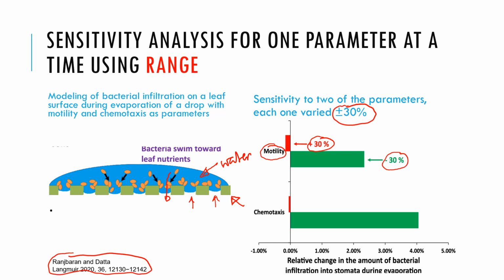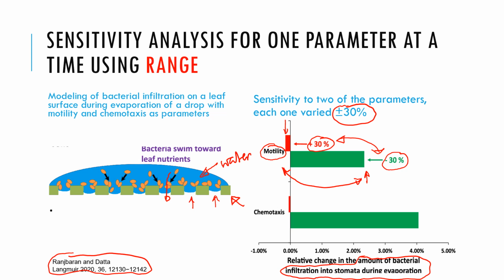How we interpret the results is by varying plus or minus 30% of the nominal value of the motility parameter. The final result, which in this case is the amount of bacterial infiltration into the stomata, varies from like minus 0.25% here to plus 2.25%. So for this variability in the chemotaxis, in this case the motility parameter, the infiltration amount varies by this much.